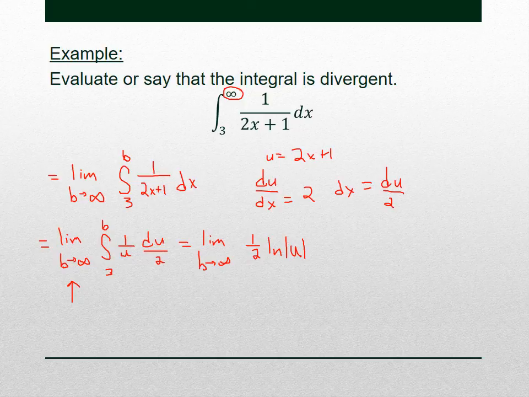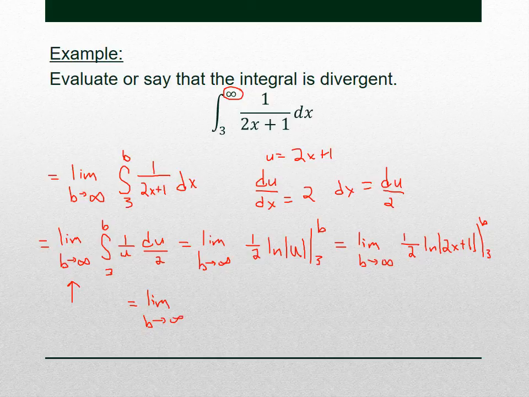So this is equal to the limit as b goes to infinity of, and now what is the antiderivative? Well, we have a 1/2, and then the antiderivative of 1 over u, just like the last example, is still the natural log of the absolute value. And then we're evaluating that from 3 to b. So let's plug back in what u equals in terms of x. Again, we're going to have to take the limit as b goes to infinity of 1/2 natural log, and then instead of a u, we have 2x plus 1, evaluated from 3 to b.